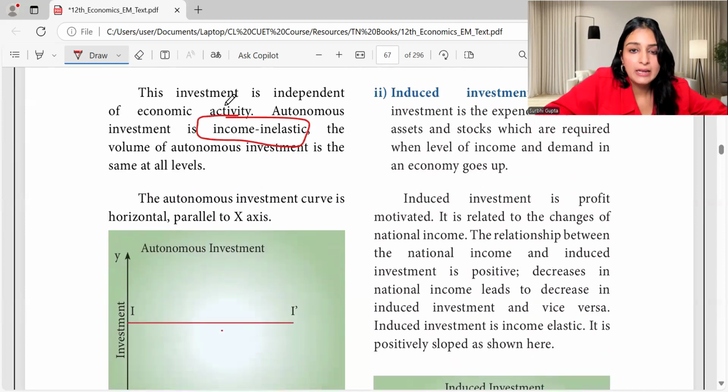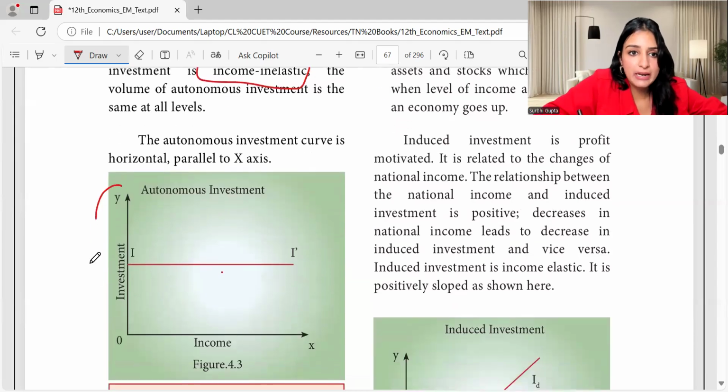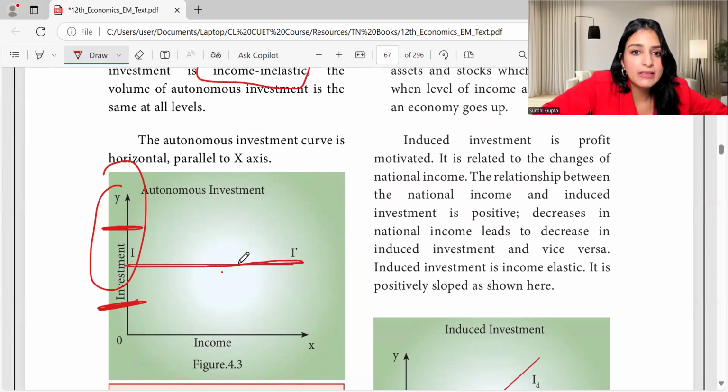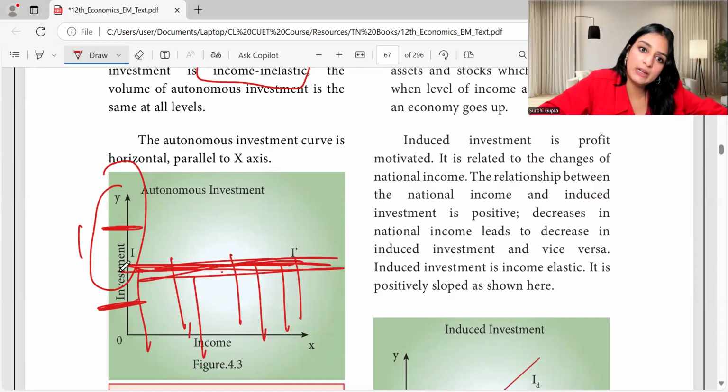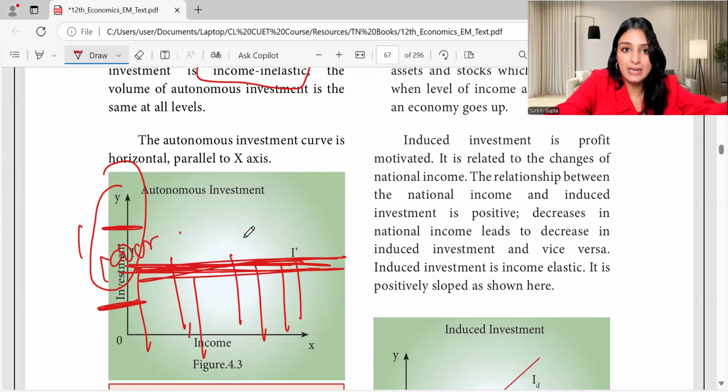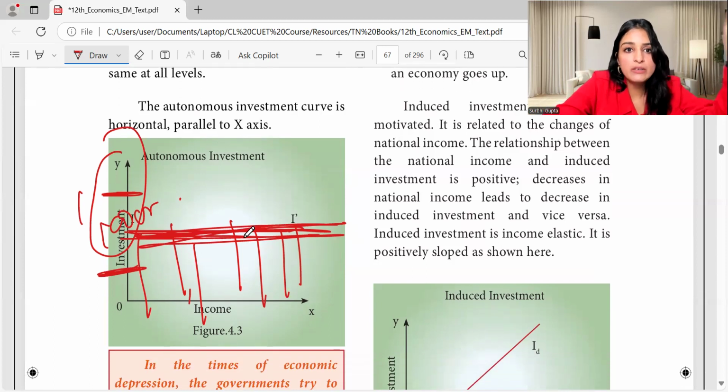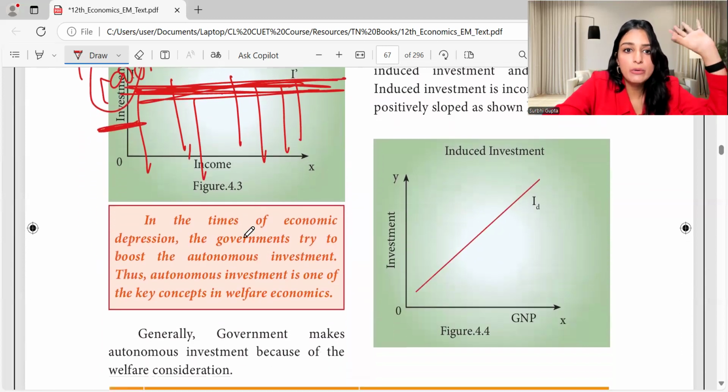इसका मतलब है कि आपका अगर वाई एक्सिस पे इनकम है, इनकम कुछ भी हो, इन्वेस्टमेंट आपकी इतनी रहेगी तो इतनी रहेगी. ठीक है. सॉरी, माय बैड, दिस इज इन्वेस्टमेंट, दिस इज इनकम. तो इनकम आपकी कुछ भी हो, इन्वेस्टमेंट आपकी फिक्स है. इन्वेस्टमेंट आपकी अगर 100 करोड़ गवर्नमेंट ने बोली है तो 100 करोड़ यही रहेगी, इररिस्पेक्टिव आपका इनकम कुछ भी है. इनकम इनइलास्टिक है. Okay, the autonomous investment curve is horizontal, parallel to x-axis.